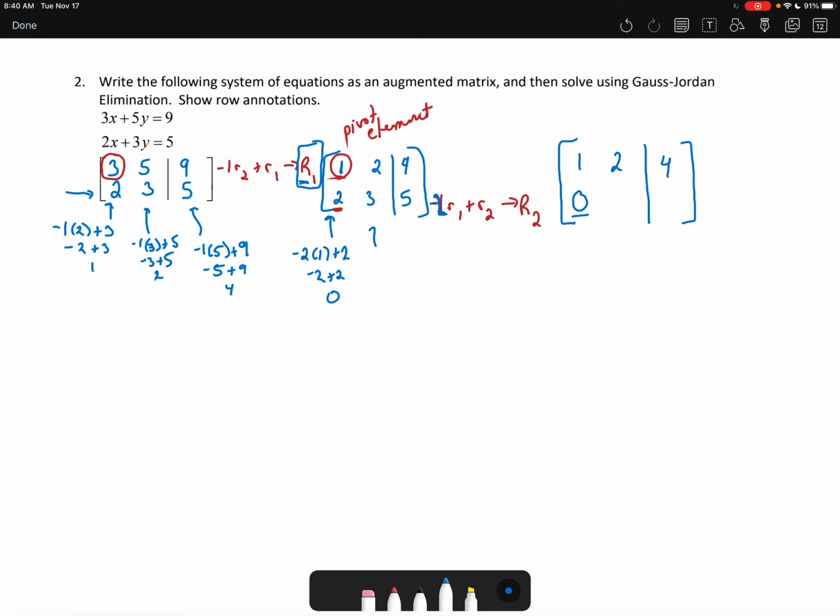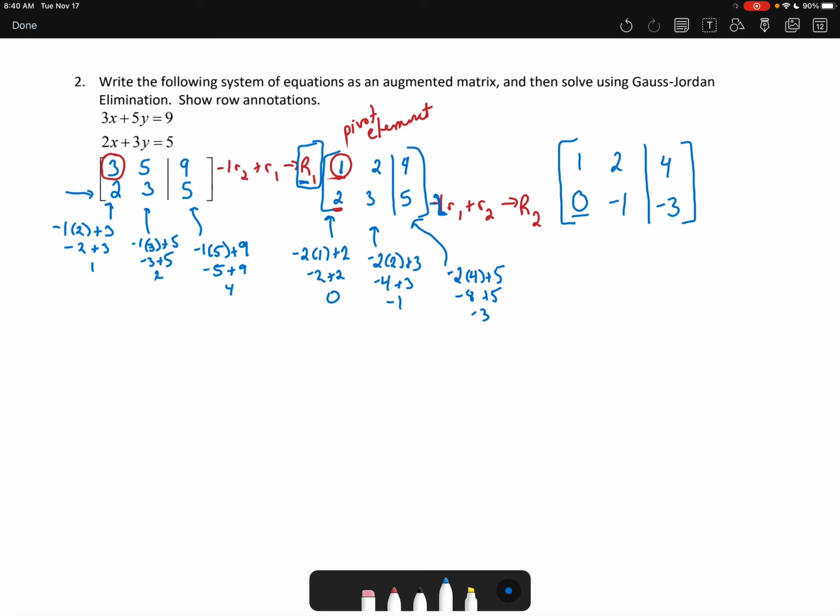Now I have to do that to everything else, so I'm going to take negative 2 times 2, add that to 3. Negative 4 plus 3 is negative 1, so I get a negative 1 here. Negative 2 times 4 plus 5, negative 8 plus 5 is negative 3. So I get negative 3 here.